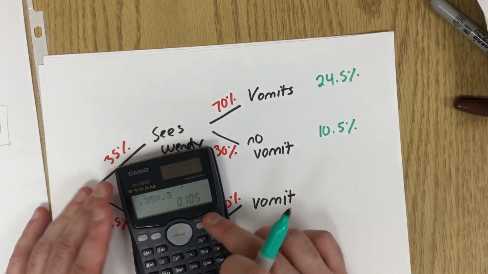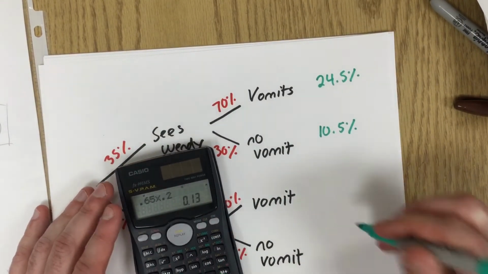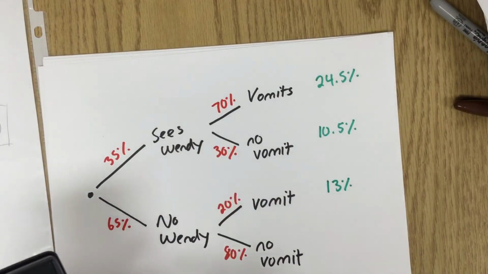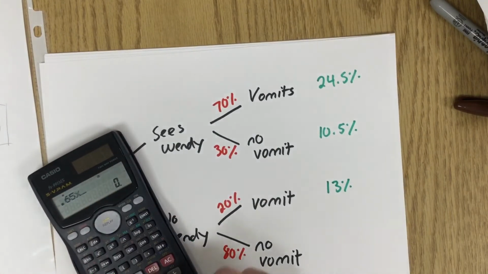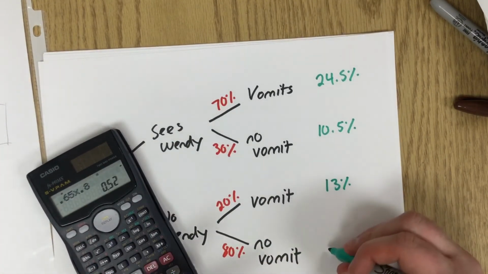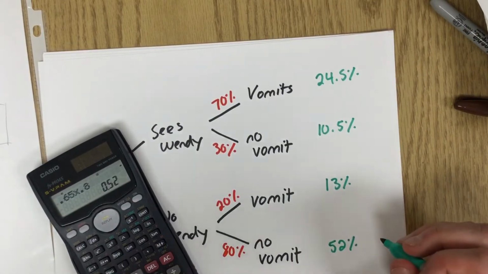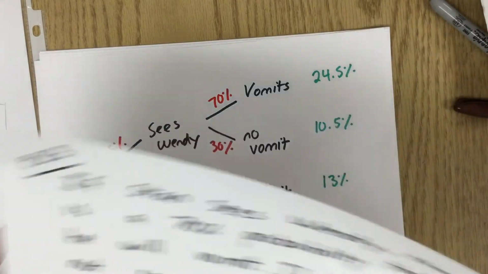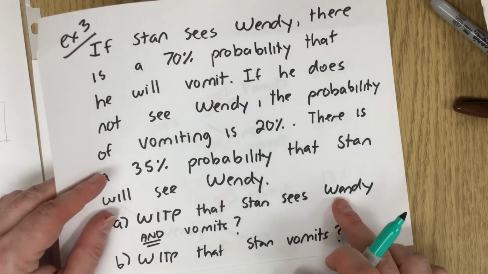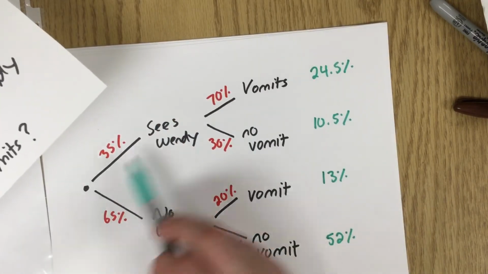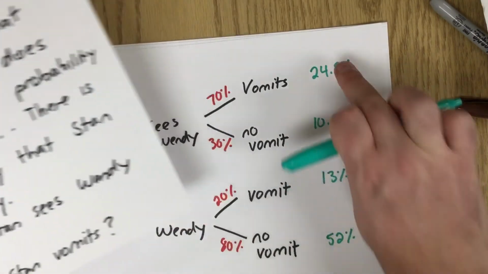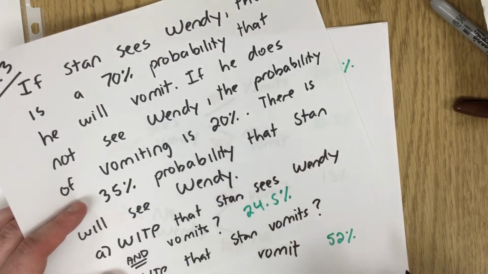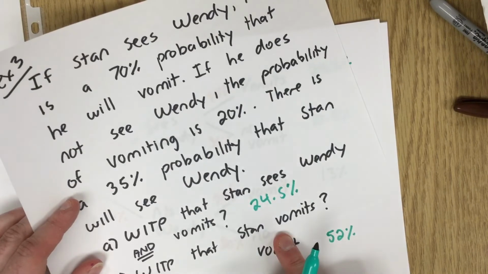65 times 20, that's going to be 13%, which means this will probably be 52. 0.65 times 0.8 is indeed 52%. So the question we were asking is, what is the probability that Stan sees Wendy and vomits? The probability of seeing Wendy and vomiting is 24.5%. What's the probability that Stan vomits?